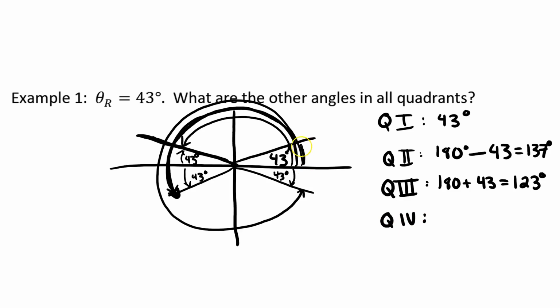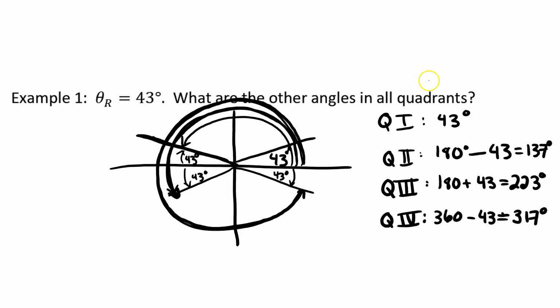So now we're looking at this one right here. It goes almost all the way around, almost all the 360, but we have to subtract 43. So in quadrant 4, we're going to say 360 minus 43, which is going to equal 317 degrees.